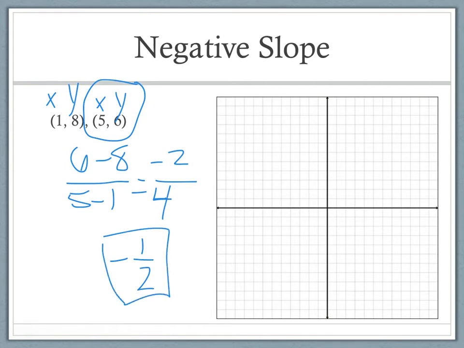Now let's plot these points real quick. 1, 8. And then 5, 6. And if I drew in a line here, it's a little off. There we go. So that's my line. Notice how your slope is going downhill. The steepness is negative, so it's going downhill. Do you see that? If I look, I go down 1, 2, over 1, 2, 3, 4. Or I go down 1 over 2 as well. So there's the slope. That's a negative slope, so it's going downward.